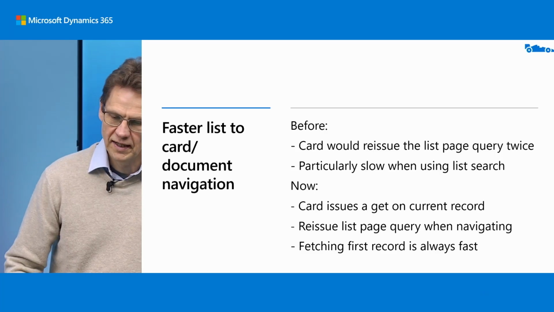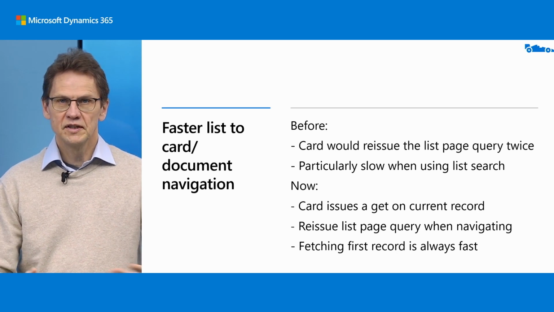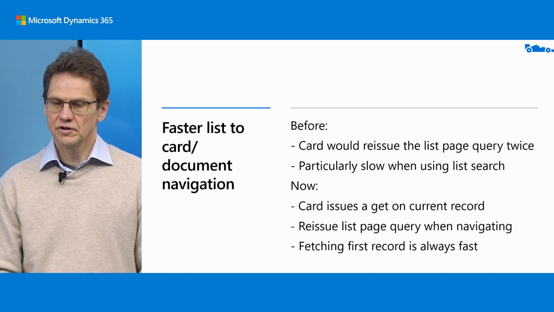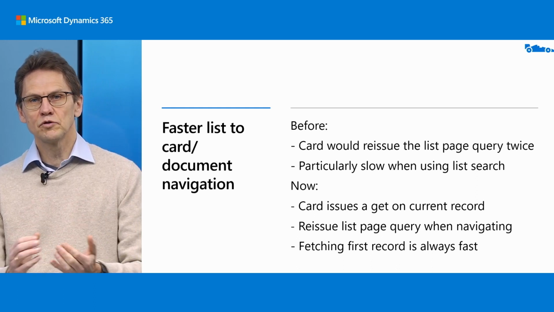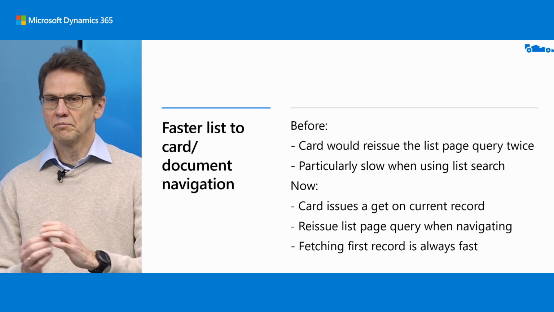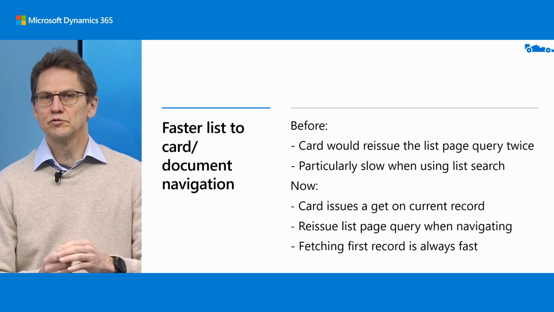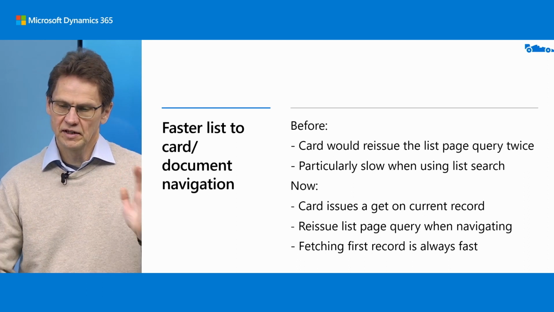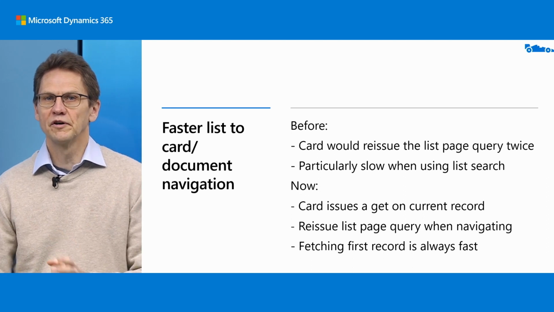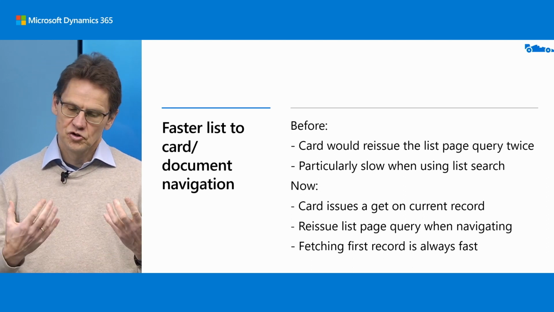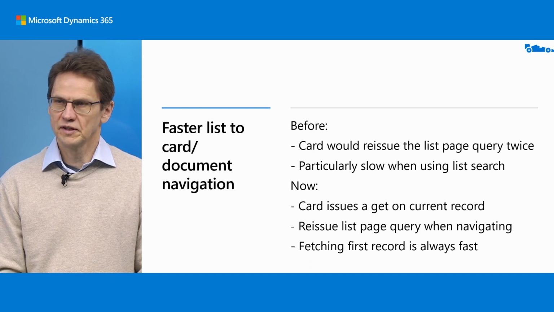Now, we've also looked at the list to card navigation, where particularly if you were using list search, where basically indexing is turned off, it would be slow because when navigating from the list to the card, we would be issuing the same queries again to populate the forward and backward looking. Now we've changed that so that we do a get on the current record, and then we reissue the queries when needed, when you actually navigate away from it, because our telemetry shows that the vast majority of usages of this is just to open the card, do your stuff, and close it again. So you should see significantly faster navigation to cards from list with this change.